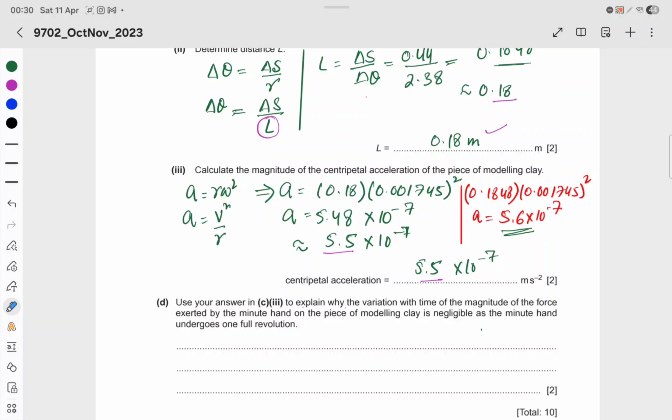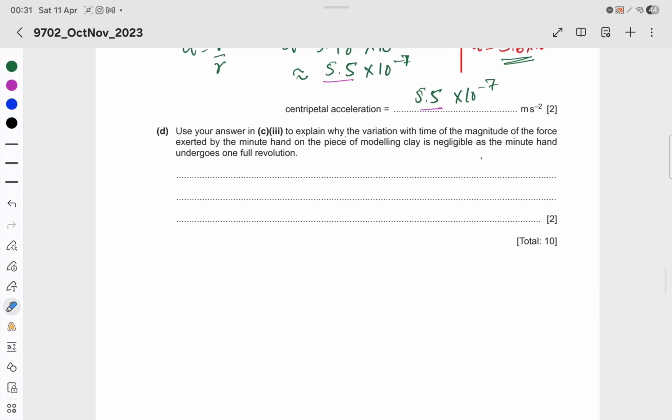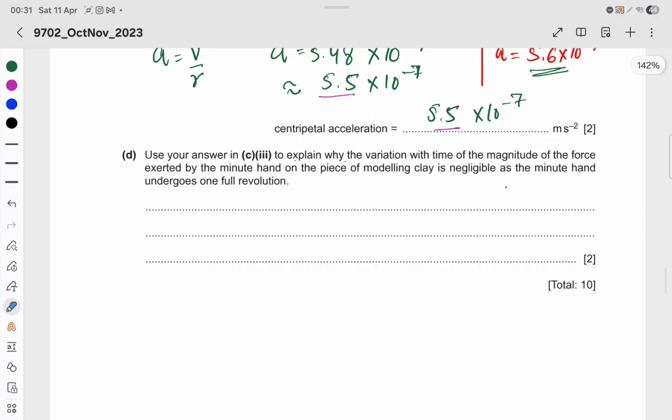So any value in between 5.5 and 0.16 will be considered as correct one. Right? Now, this is the main core of the whole question, because every part is normal, no difficulty level, but this part says what? Use your answer C3, which is 5.5 into 10 to the power minus 7, and explain why the variation with time, remember this point, variation with time of the magnitude of the force.